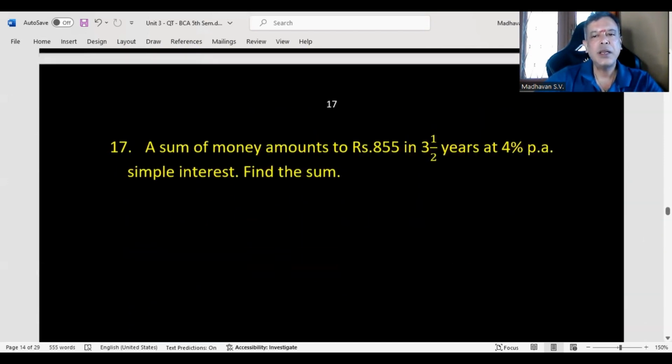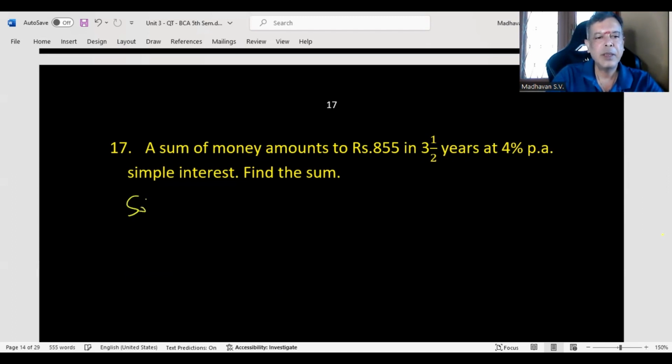A sum of money amounts to rupees 855 in 3.5 years at 4% per annum simple interest. Find the sum. Some principal is getting amounted to 855, which means this 855 is your final amount in 3.5 years, and they say at 4% per annum.